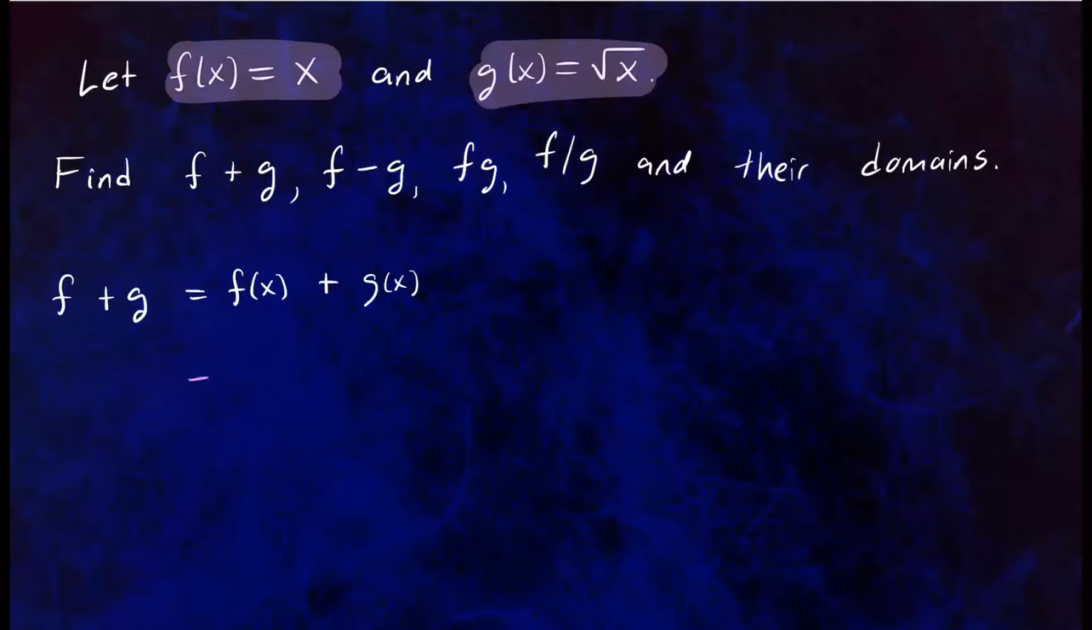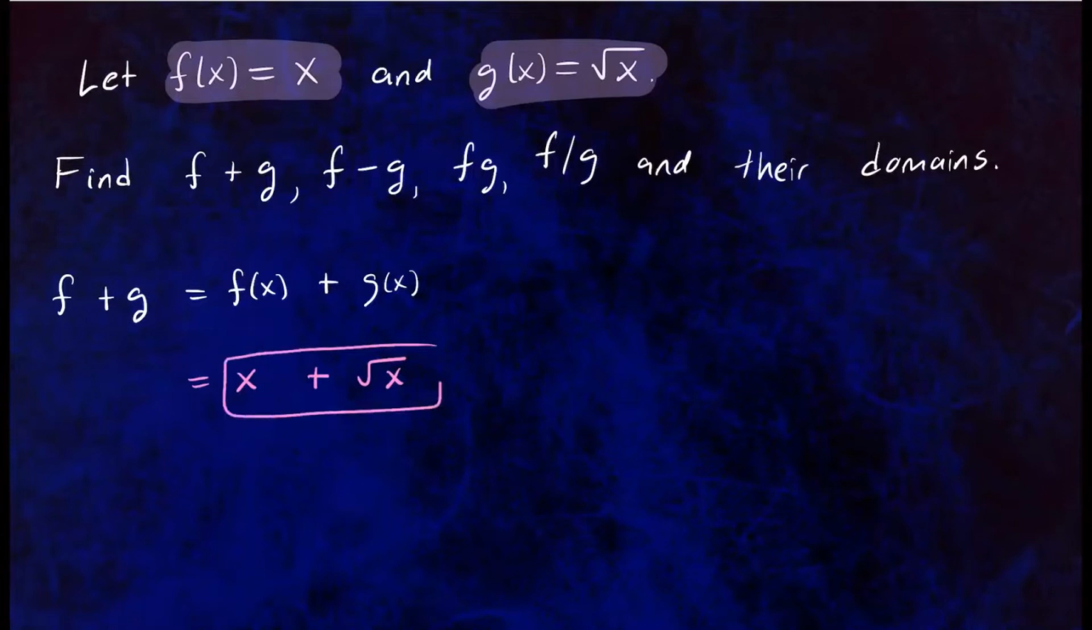So this would be f of x, which is x, plus g of x, which is square root of x. Now there's really nothing to do here because they're not like terms. You can think of this as x to the 1/2, and this is just x to the 1 power. So you can't really add them up. So we're going to claim that this is our answer for f plus g. Now what about the domain?